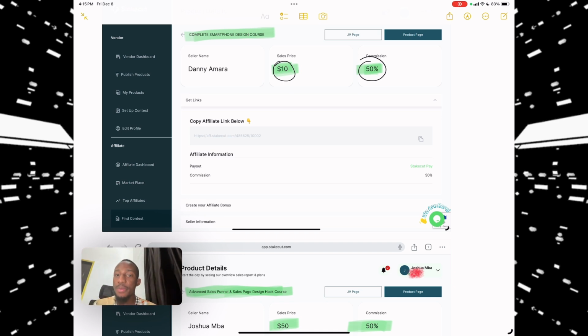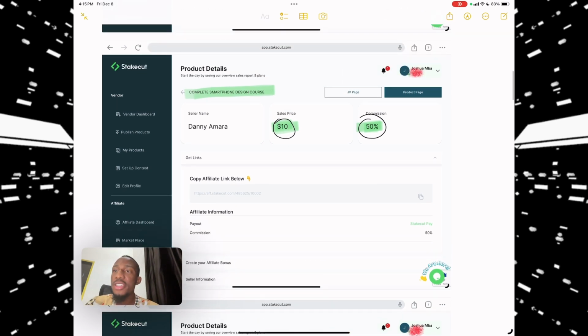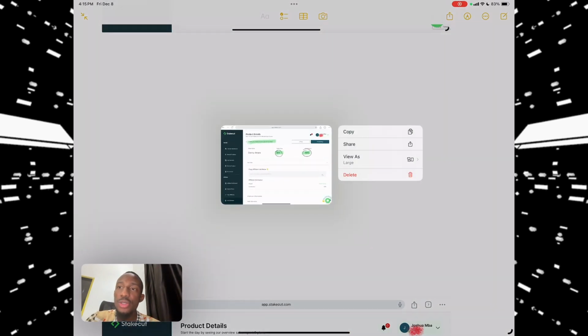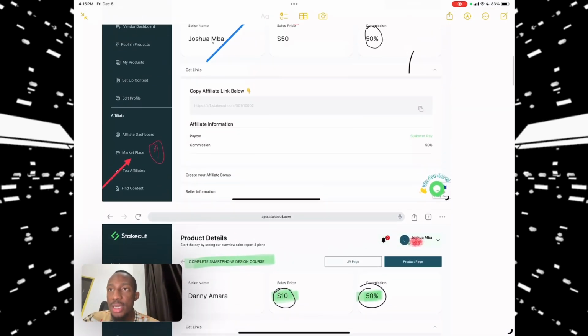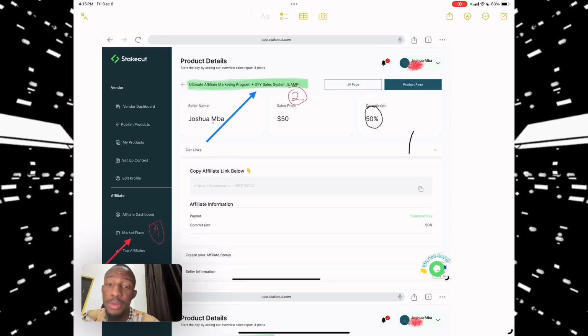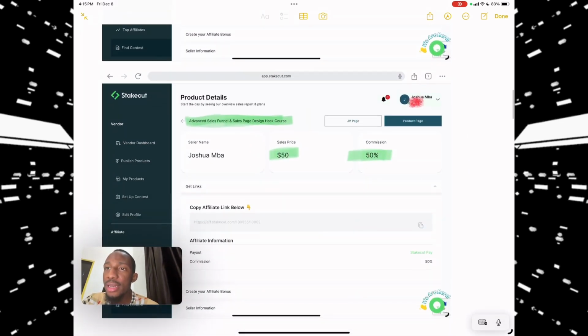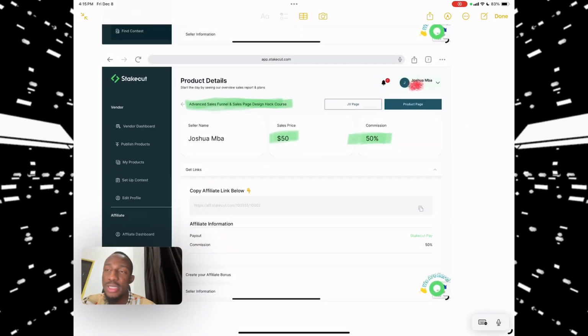So these are products that solve clear problems. I'm going to recommend, if you want something very cheap, the $10 complete smartphone design course is a good option for you. If you want to sell something a bit more pricey, then sell this one, because it solves the problem of showing people how to make money with affiliate marketing. Then if you want something that has to do with sales and funnels, copywriting, e-commerce, everything selling products online, whether e-commerce or physical products, it has to do with building funnels. So that's a good offer for you, right?